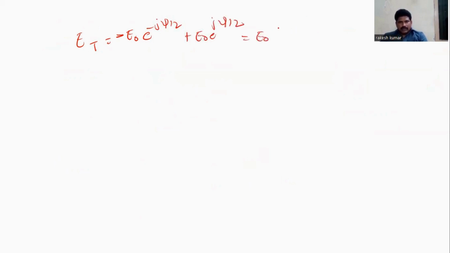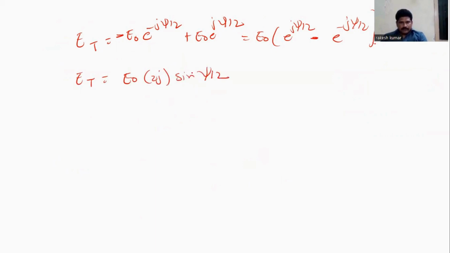If I take E naught common, it is e power j psi by 2 minus e to the power of minus j psi by 2. So the total electrical field is equal to E naught into 2j sin psi by 2. Therefore, the total electrical field magnitude, we call it 2j E naught into sin psi by 2.